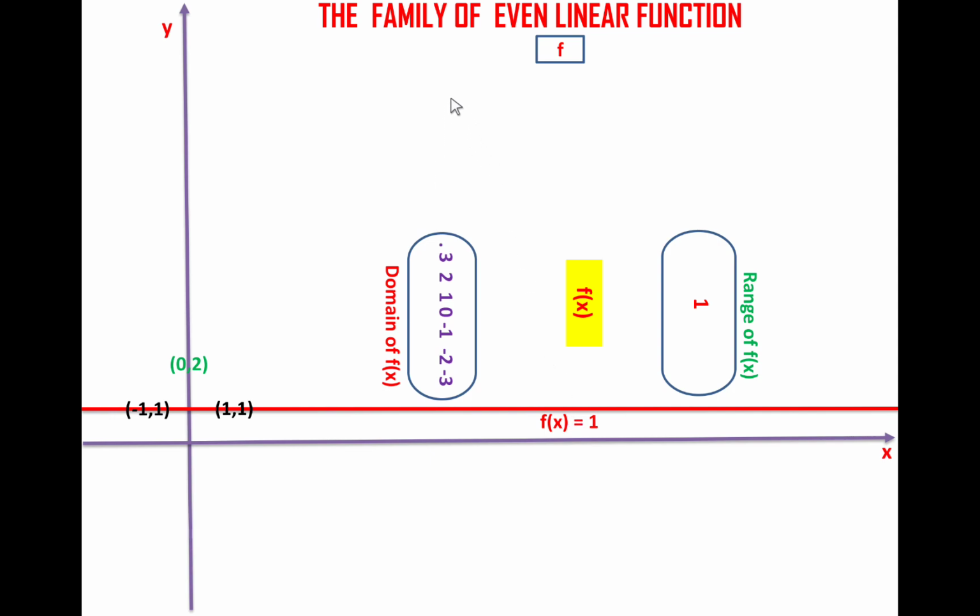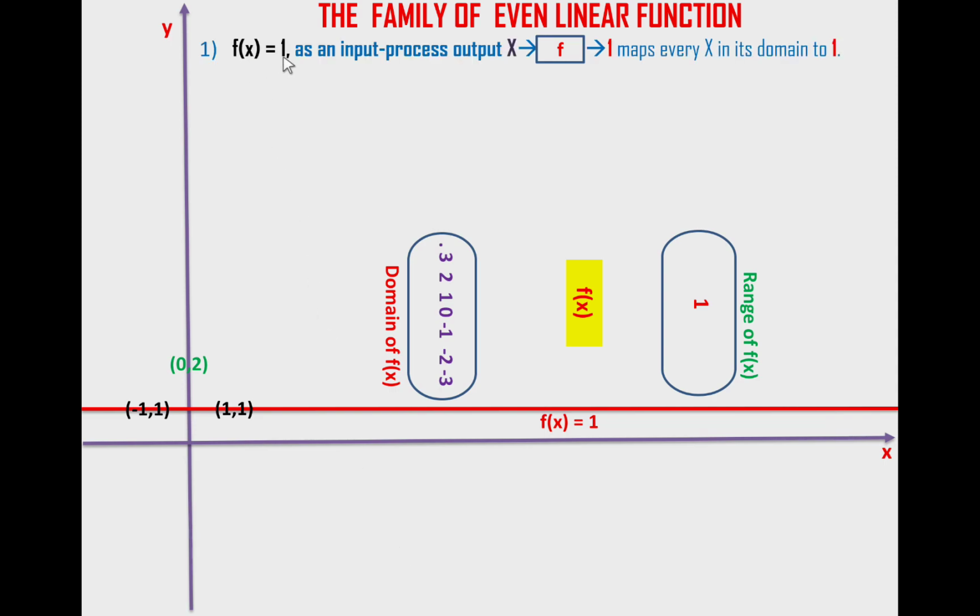The characteristics of f of x equal to 1 are the characteristics of every member of this family, because f of x is a member of this family. So we will go ahead and list the characteristics first, and then we will make some conclusions. The first characteristic is the following.